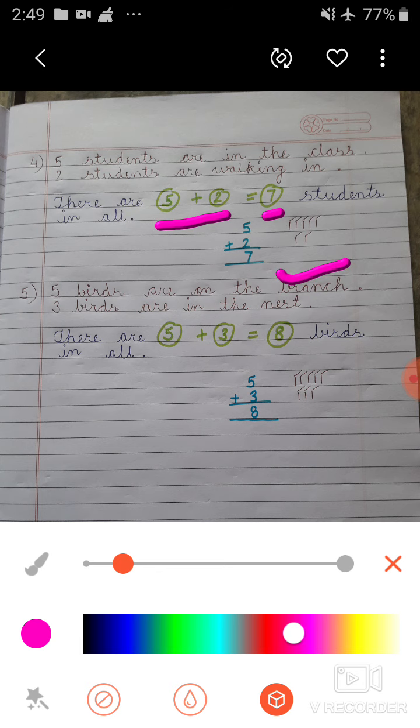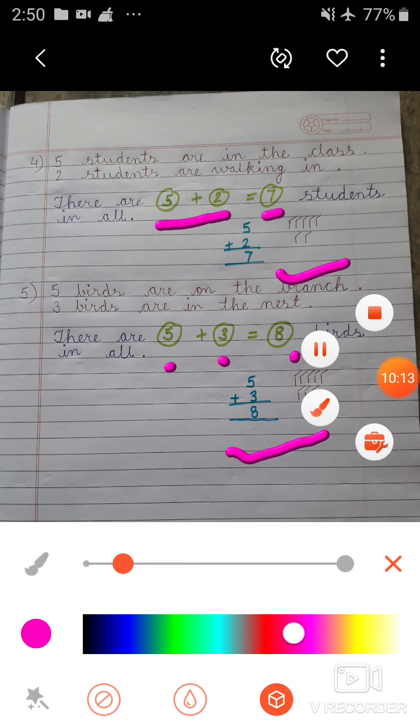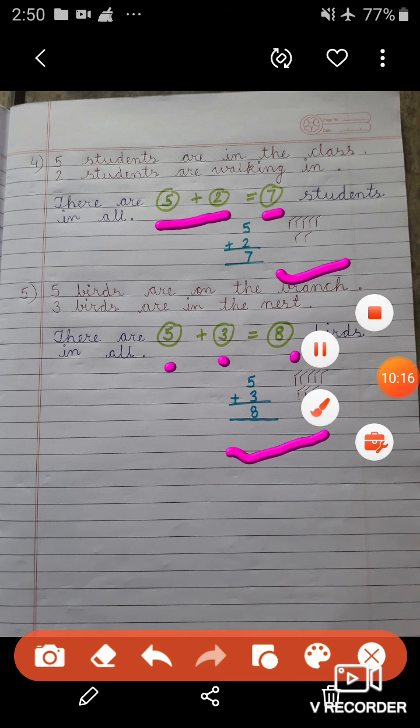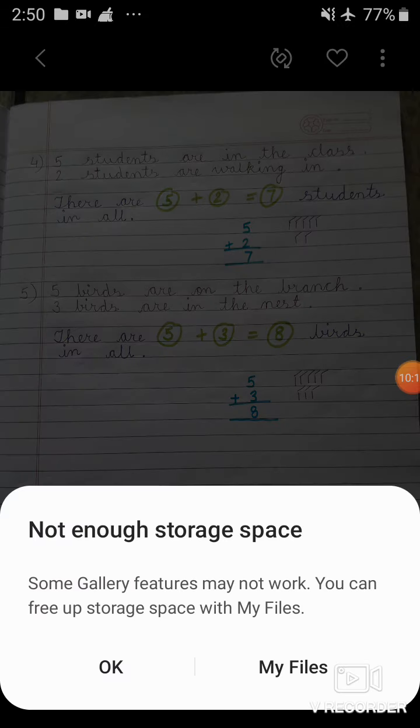Now the last one: 5 birds are on the branch, 3 birds are in the nest. So now, do you know the total number of birds? To know the number of birds, we have to add 5 plus 3 equals 8. So students, there are 8 birds in all. So you have to write 5 plus 3 equals 8 in vertical form also. Okay. So question number G and H are completed now.